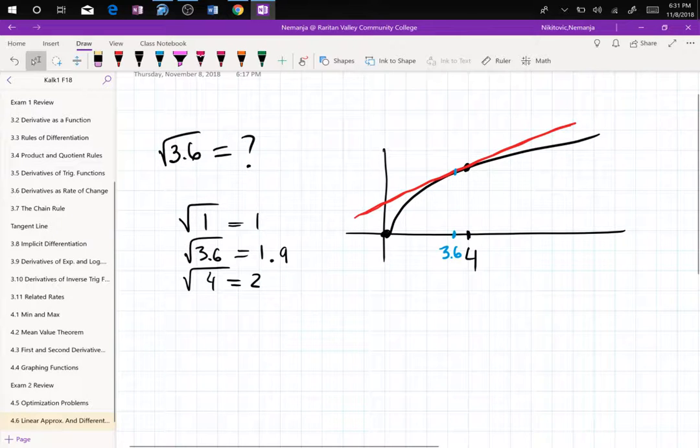So this is how they computed all the values in the good old days. So what am I going to do? I'm going to find the tangent line at 4, because 4 is the easy value that I can compute in the square root. So I have my function that's driven by what am I trying to find? I'm trying to find square root of 3.6. I'm trying to find sine of 17 degrees. I'm trying to find ln of 3. Whatever I'm trying to compute is going to govern what function I get to use: square root of x, sine x, ln x.